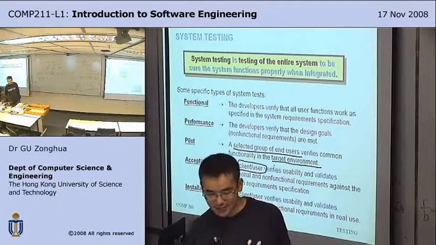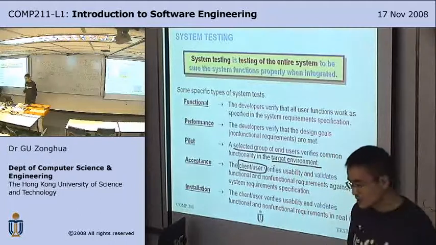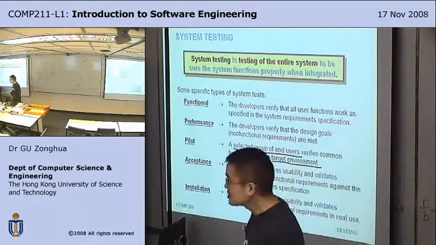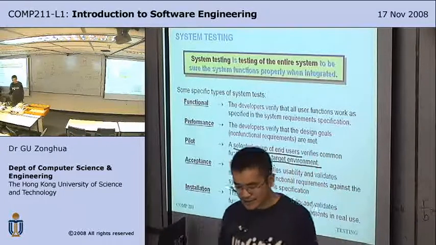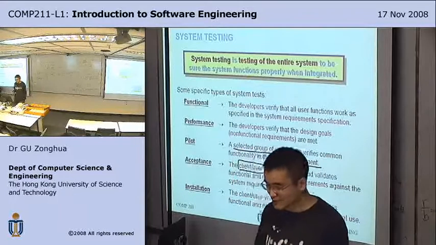Well, for alpha test, it's more appropriate for contract development, where the client is a specific company, and you can invite them to come to the developer site.